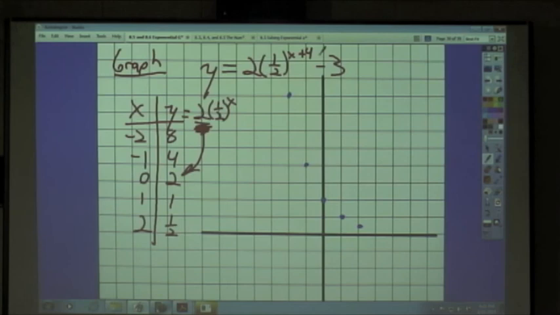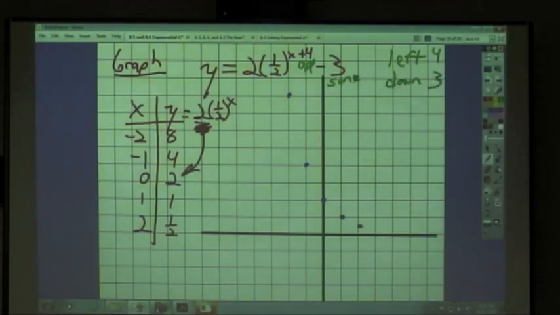Then we're going to take it and move it. Remember, opposite, same. This graph is going to move left 4 spaces because of the opposite of this, and down 3 spaces because of the same as this. So you take every single one of these points and you move them left 4 and then down 3. You'll notice you have the same shaped graph, but it's left 4 spaces and down 3.